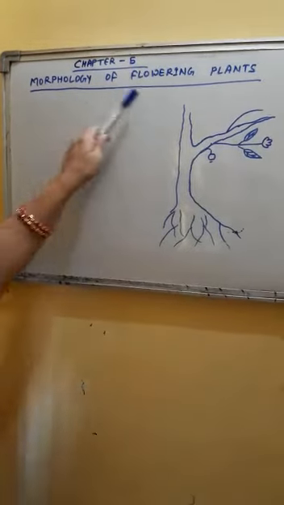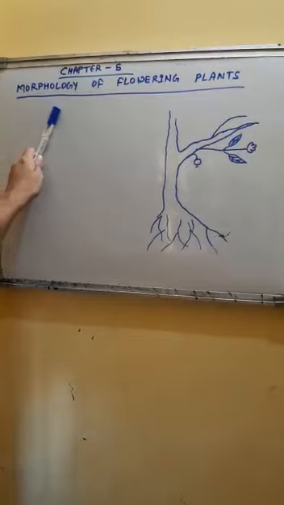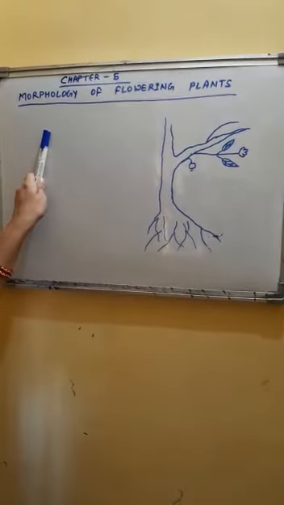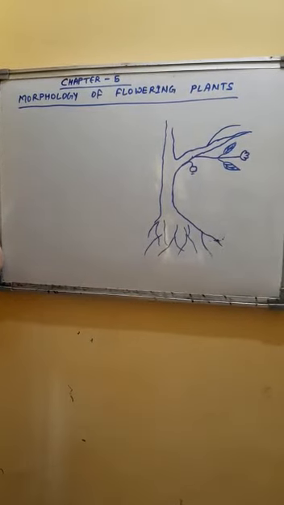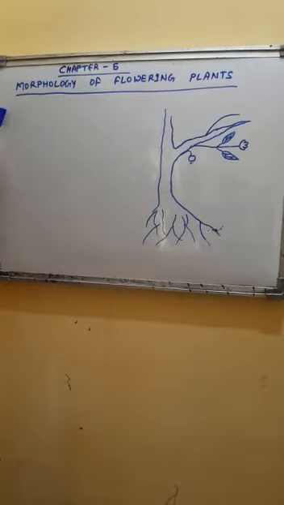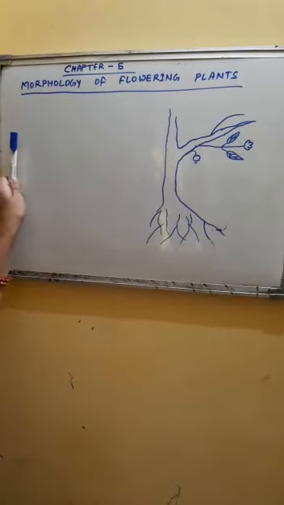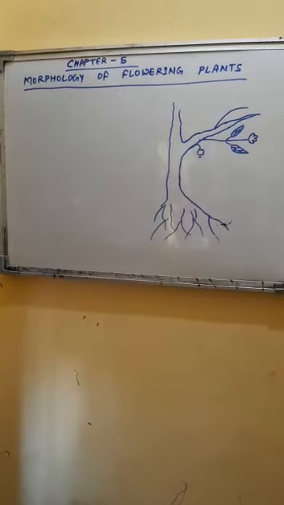Morphology of flowering plants. The word morphology refers to the external structure and external form of the organism, may it be a plant or an animal. So, in this chapter, we are going to study about the external features and external structure of flowering plants, that is angiospermic plants.